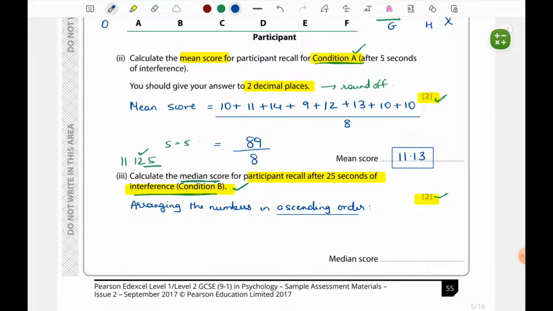Okay, so now if I put those numbers in order, first of all, the smallest number I can see is 4. So 4 goes first. Following that, we have 5. 5 is greater than 4. Then we have 6. 6 is greater than 5. Now 6 is recurring. I can see it 3 times on that table. I have to write it 3 times.